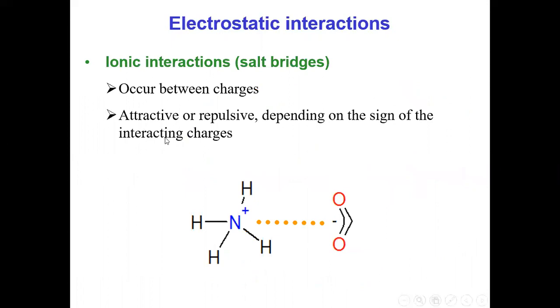And as I said, it occurs between full charges, like the ammonium molecule and the charged formic acid molecule. And this type of interaction can be both attractive or repulsive. It depends on the signs of the two charges. If the two charges have opposite signs, like in this case, the interaction is attractive and the energy of the interaction is negative. However, if the two charges have the same sign, if both of them are positive or negative, the interaction is repulsive. They are repelled from one another, and the energy of the interaction is positive.